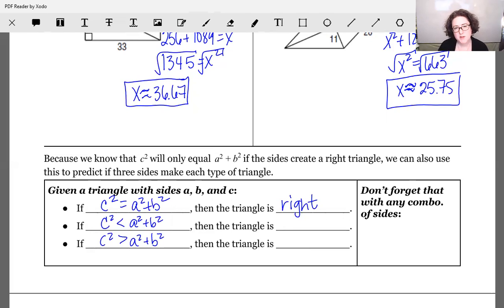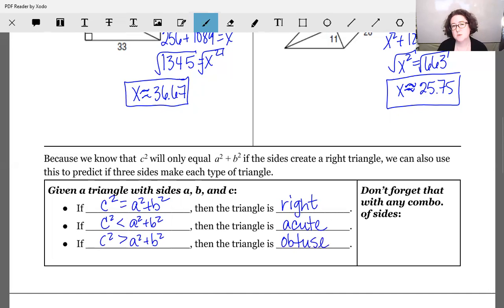So if we plug into the Pythagorean theorem and our hypotenuse is too small, which would be like our second statement, then we're going to have an acute triangle. Versus if our hypotenuse is too big, our third statement, well, then we're going to have an obtuse triangle.